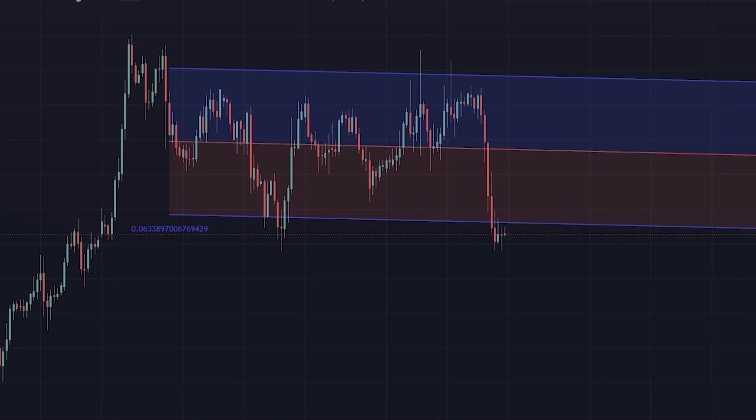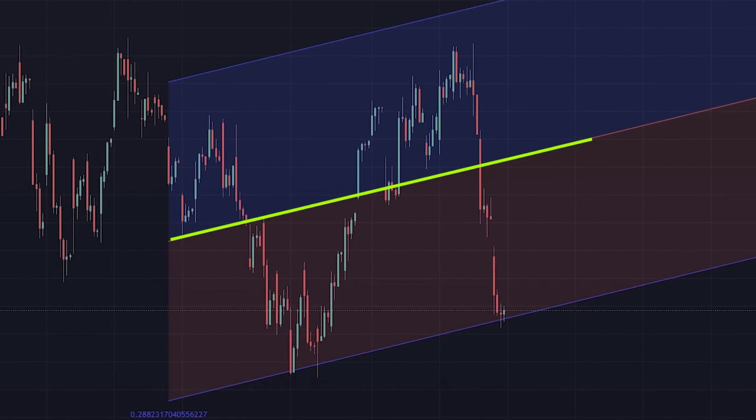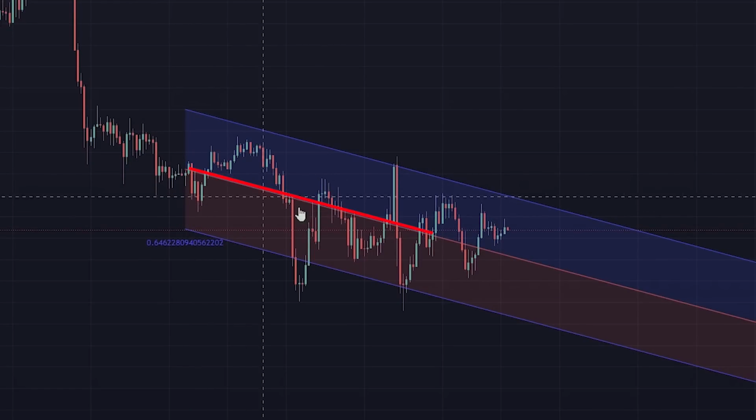If the line is horizontal, it means that the market is moving sideways. If the line is leaning to the upside, then we are in an uptrend, and if the line is leaning downwards, we are in a downtrend.